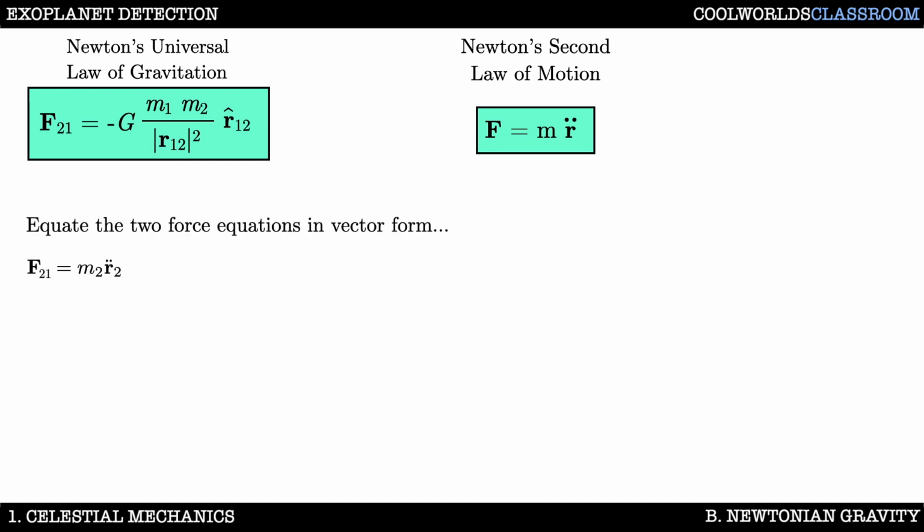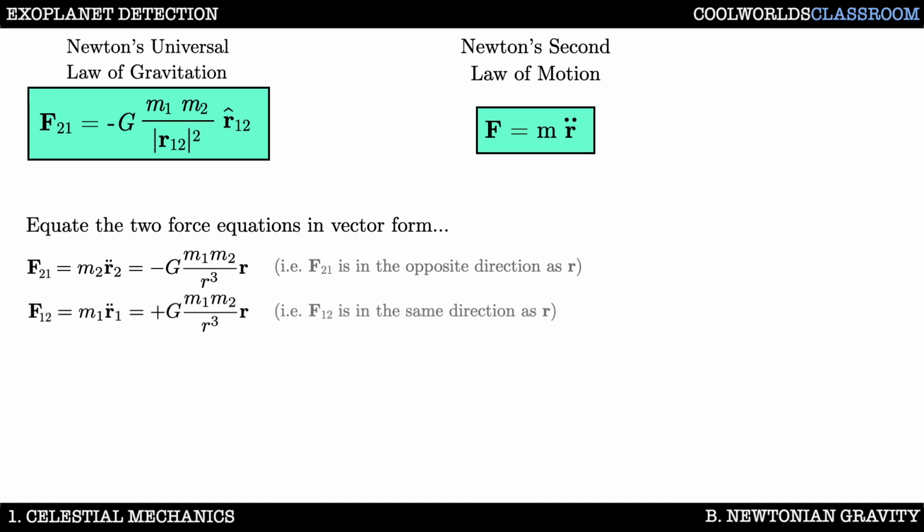So the force applied on 2 by 1 causes 2 to accelerate, which we denote as r2 double dot. And we know what this force is. It's already written in the top left green box. Thus we can say, as we've already said, that the negative sign here implies that F21 is a force applied in the opposite direction to the vector r. Doing the same for F12, the sign changes now because r equals r21, which equals minus r12, and that minus sign cancels out with the previous minus.